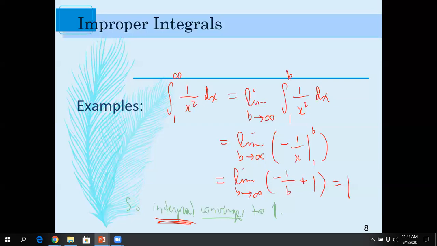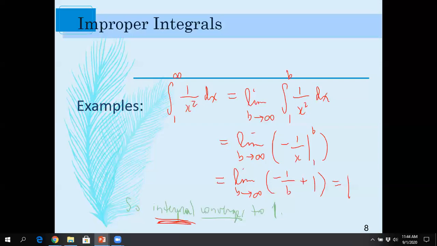So we've seen an example where we have divergence. We've seen an example where we have convergence. We've seen an example of an infinite discontinuity. We've seen an example of an infinite endpoint, right? This time we had an infinite endpoint that we had to deal with. Okay.